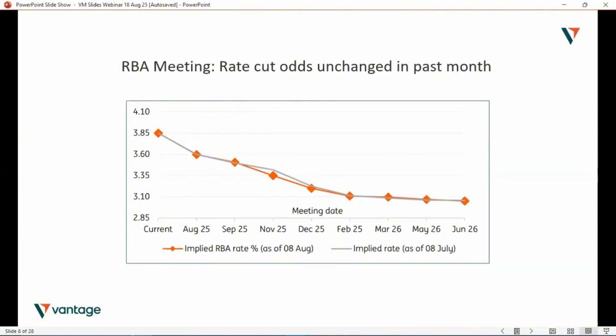As I say, pretty negligible reaction actually after the RBA. Really, the rate cut was fully discounted, of course, and there were kind of limited changes in the RBA statements. And as I say, this curve didn't really move too much.